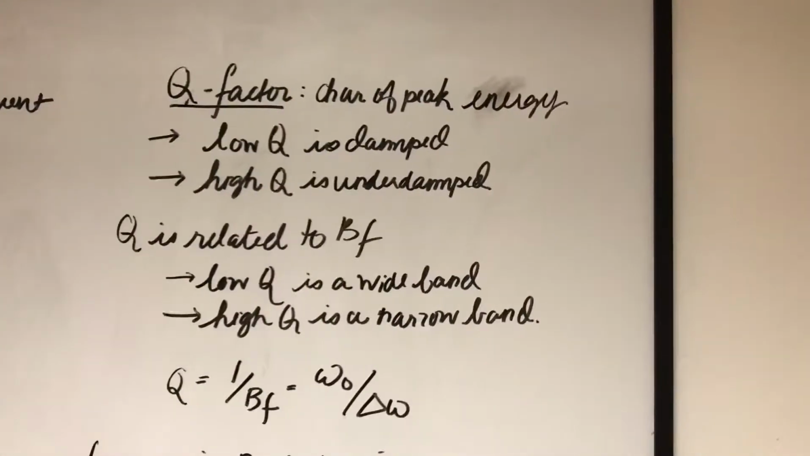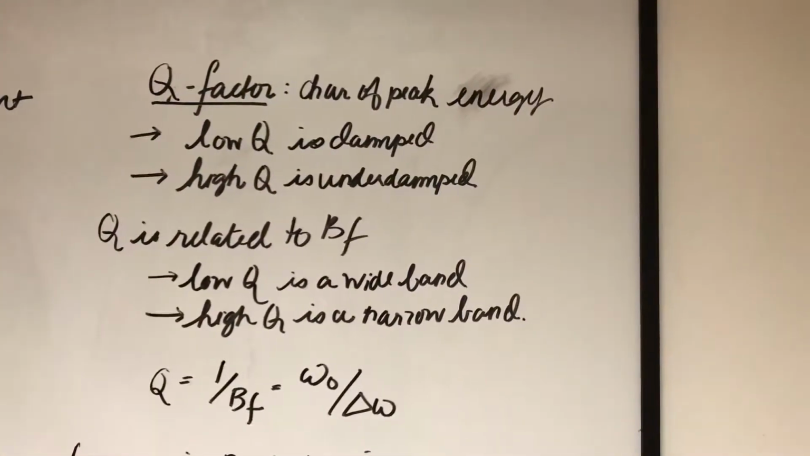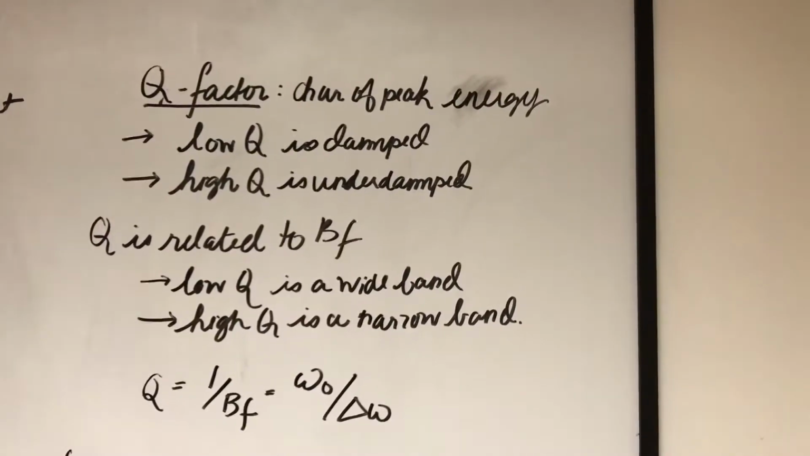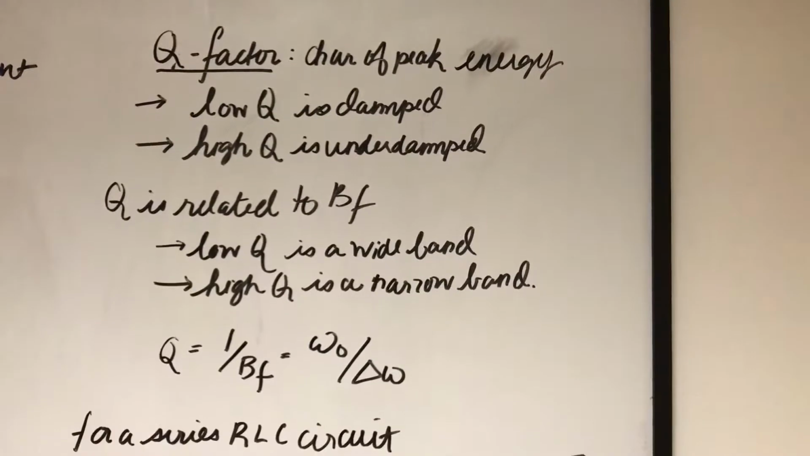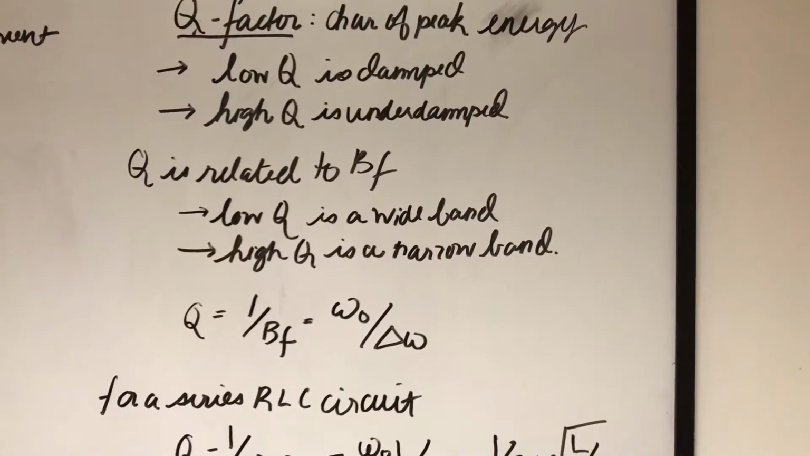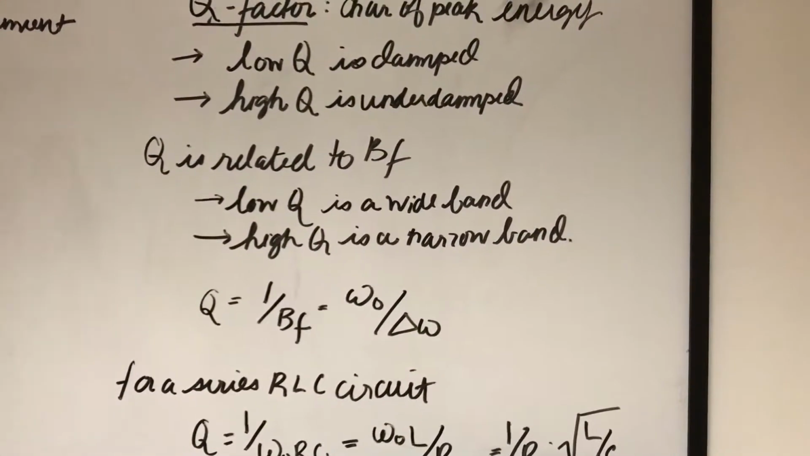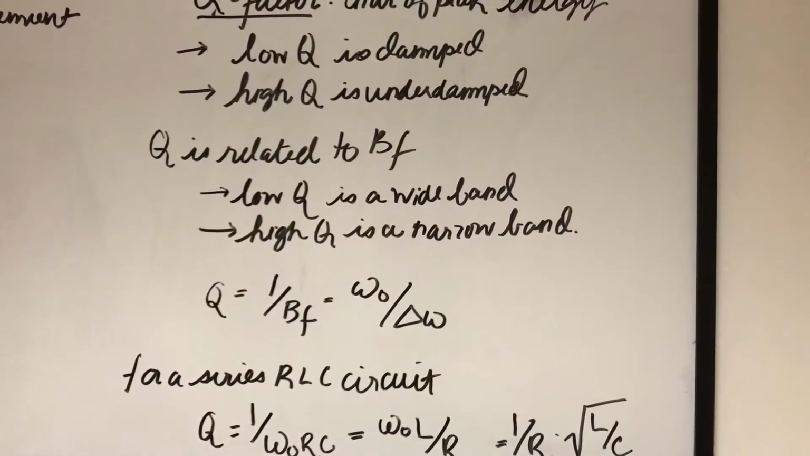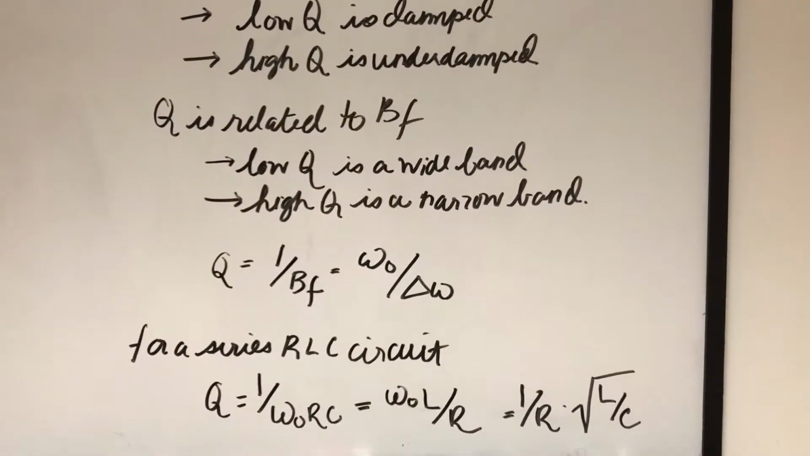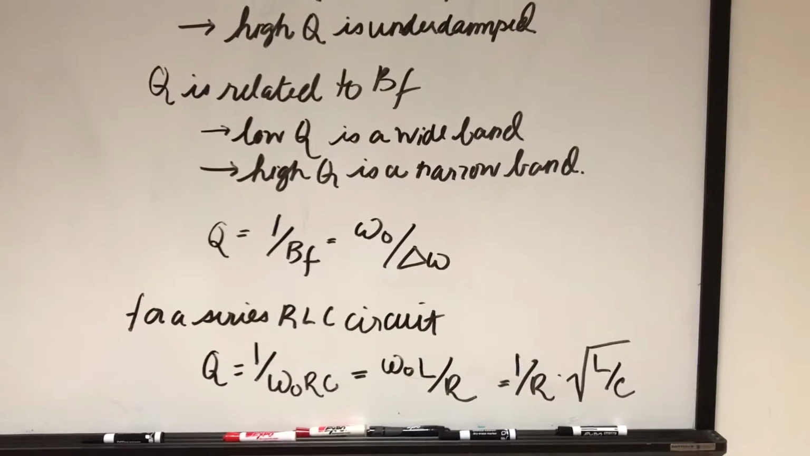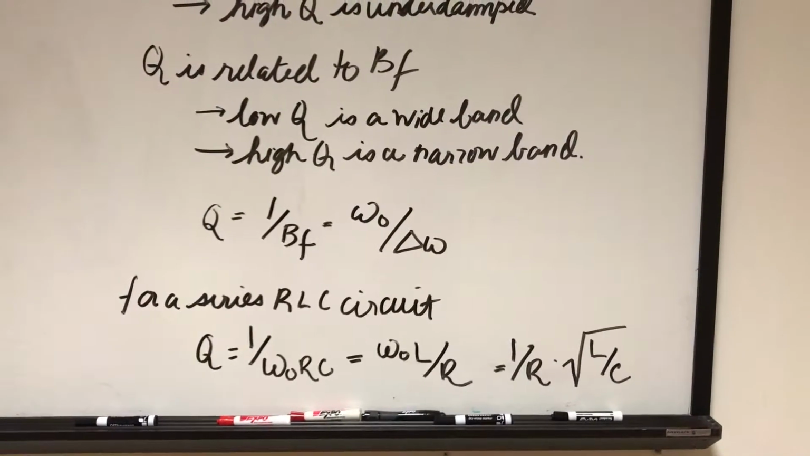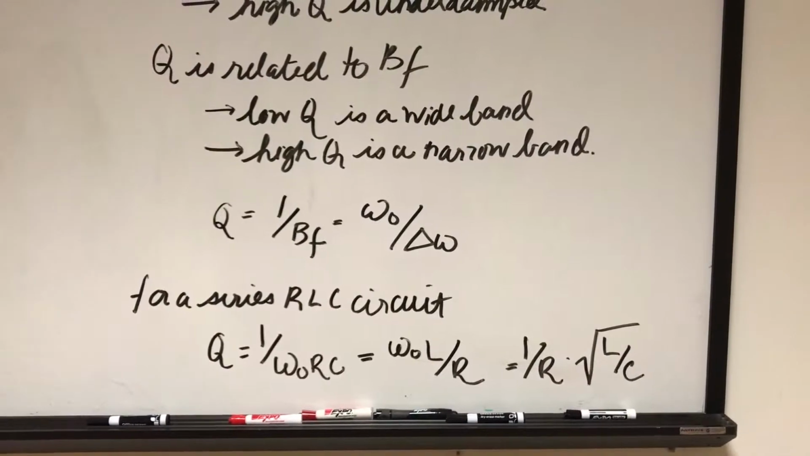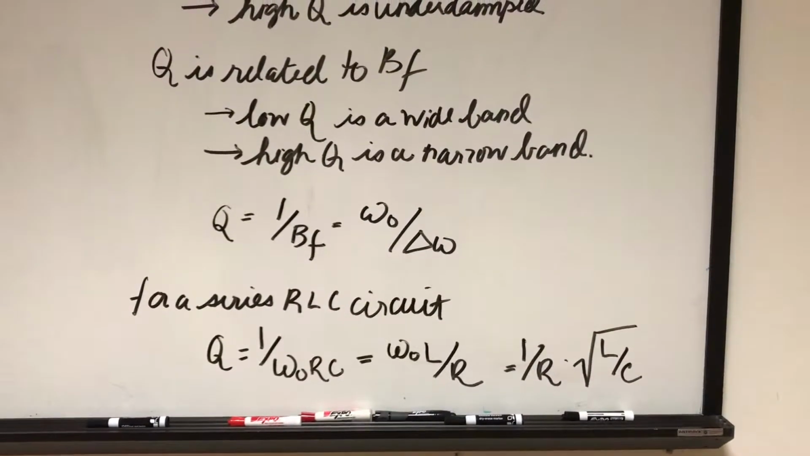The Q factor is used to characterize resonators. It is the peak energy stored in a circuit divided by the average energy dissipated in it per radian at resonance. It can also be related to fractional bandwidth, where a low Q is a wide band and a high Q is a narrow band. Q is equal to 1 over the fractional bandwidth, which is just omega naught over delta omega. Q is directly proportional to selectivity, or how well a radio responds to the radio signal it's tuned to.